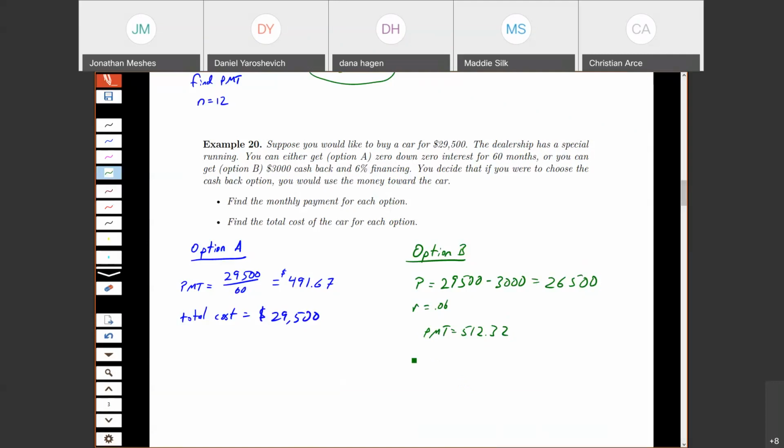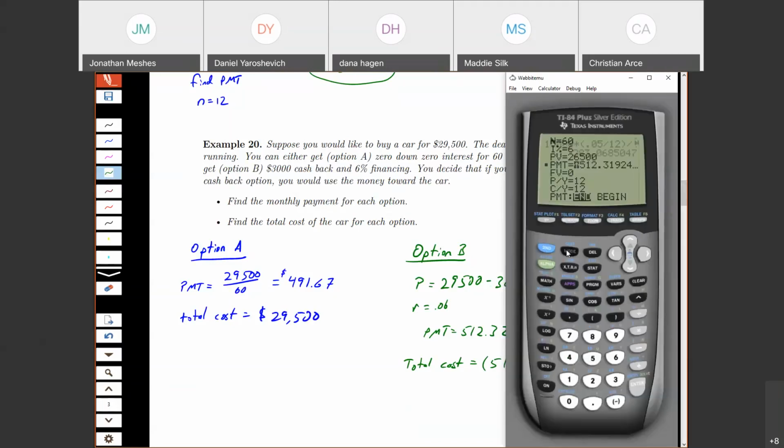Okay. So then the total cost is going to be that $512.32 that I made 12 times. Well, we can just say for 60 months. If we were told how many years, I would take 12 times my years. How do I get to that on my calculator? From your home screen, you hit the apps button. The first thing on there should be finance. You hit enter, and then TVM solver, and you hit enter.